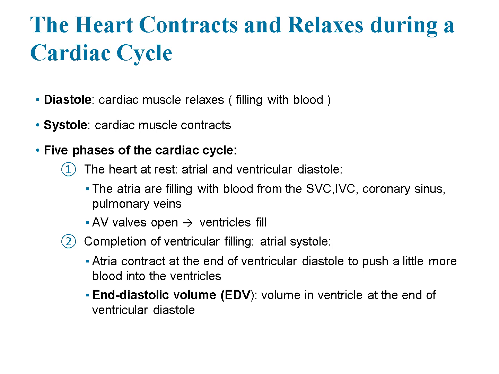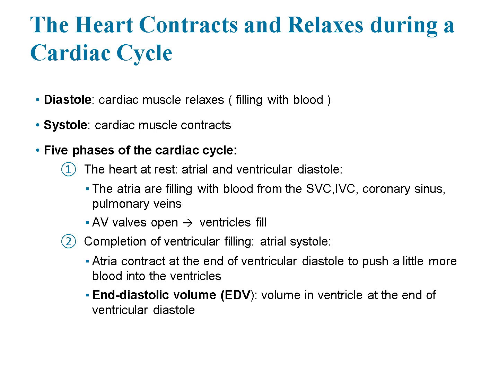The cardiac cycle consists of 5 phases, beginning with the heart at rest. In the first phase, known as atrial and ventricular diastole, the atria are filling with blood from the superior vena cava, inferior vena cava, coronary sinus, and pulmonary veins. The atrioventricular valves remain open, allowing blood to flow passively into the ventricles.